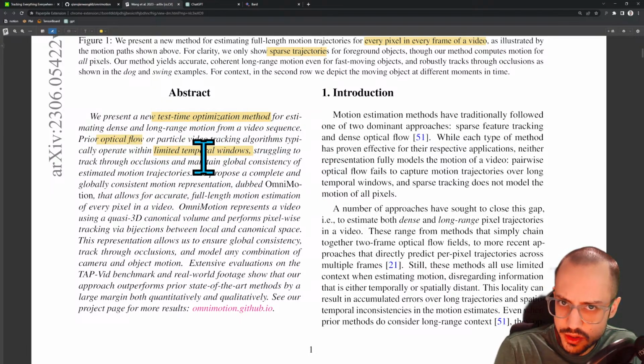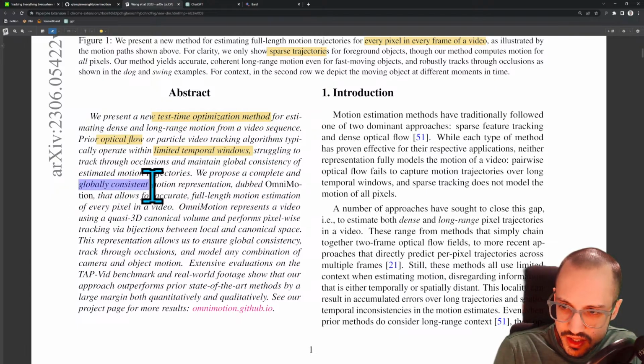Struggling to track through occlusions and maintain global consistency, we propose a complete and globally consistent motion representation dubbed OmniMotion, that allows for accurate full-length motion estimation of every pixel in a video. Full length, probably the full length of the video sequence, motion estimation, basically a trajectory in pixel space.